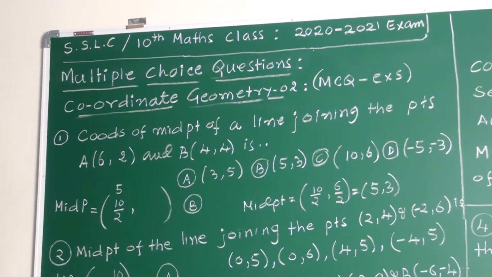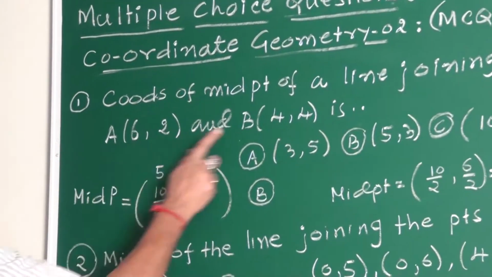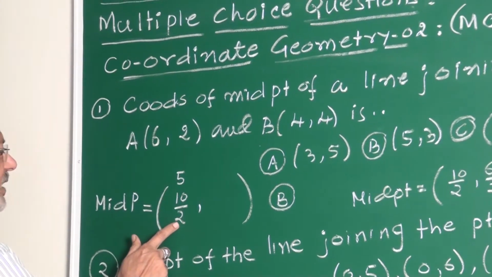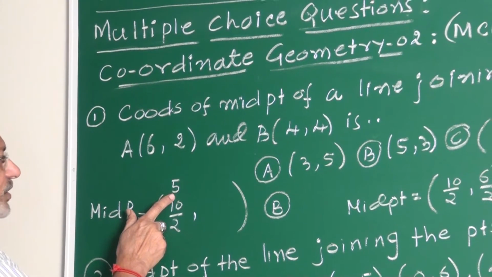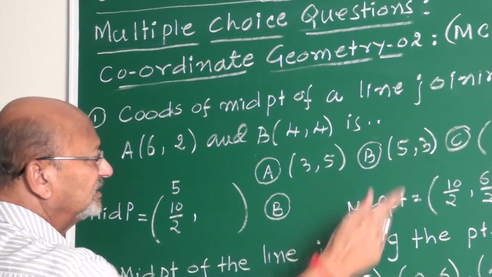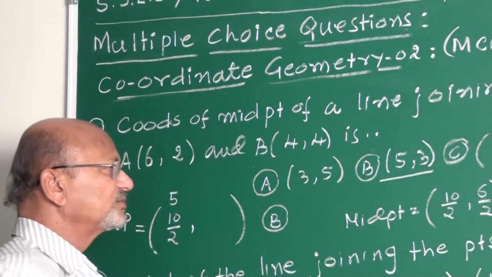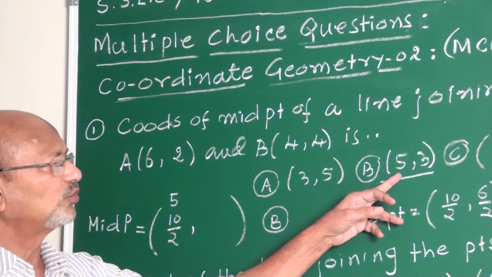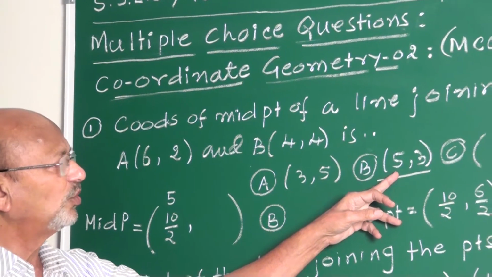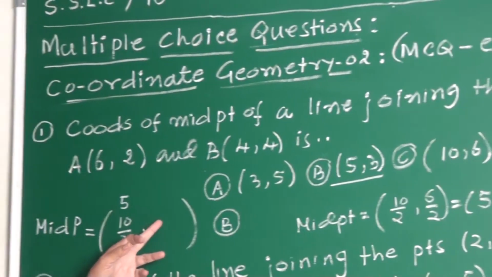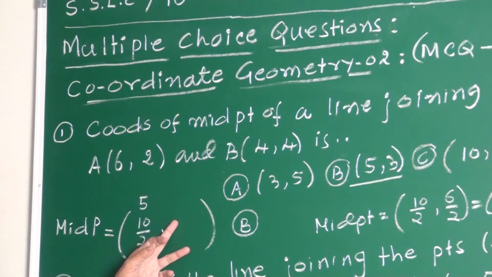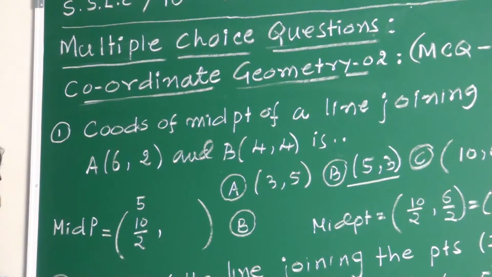Midpoint formula. Add the x coordinates. 6 plus 4 is 10, divided by 2. What is 10 divided by 2? 5. See, look at this. This is the only option with x coordinate 5. Then don't spend your time finding what? The y coordinate. This is time saving.